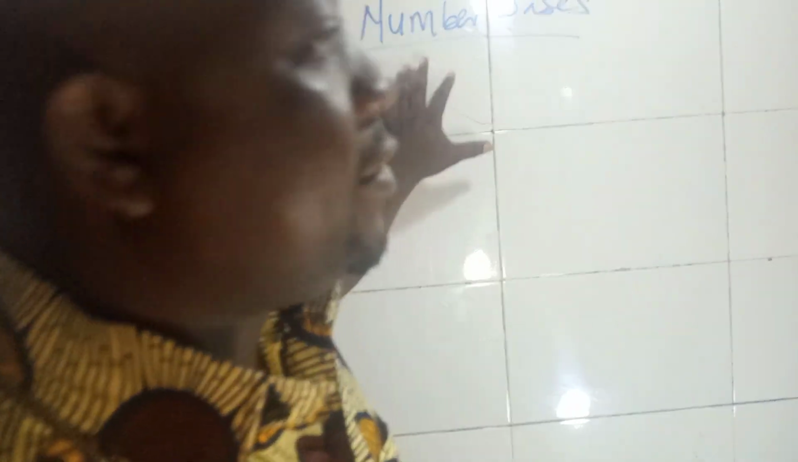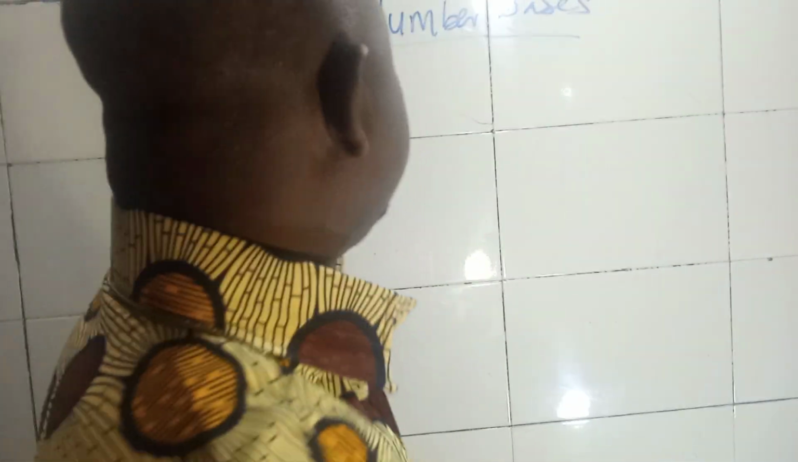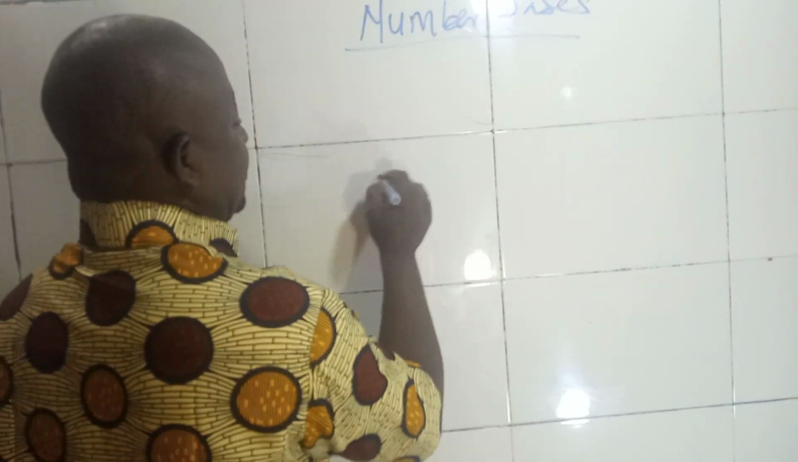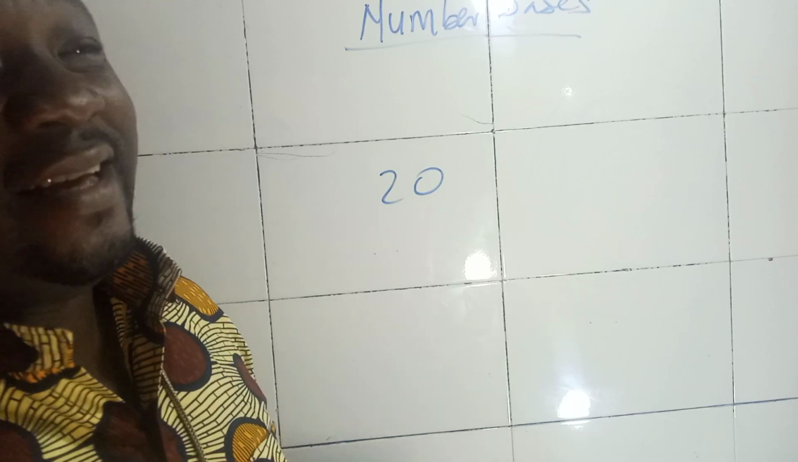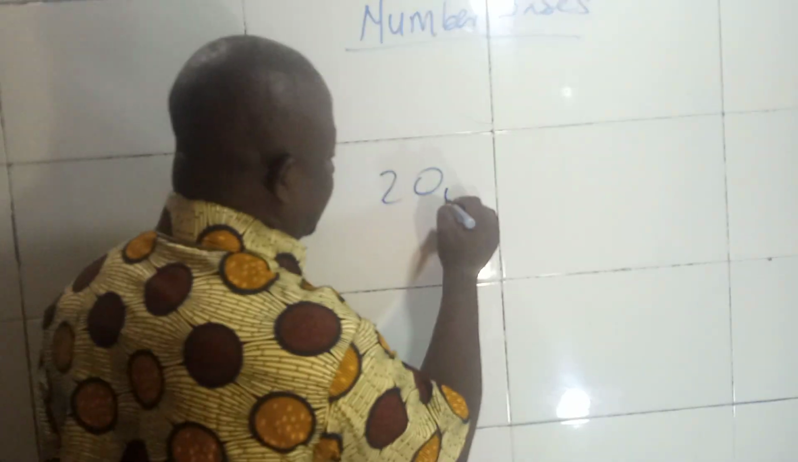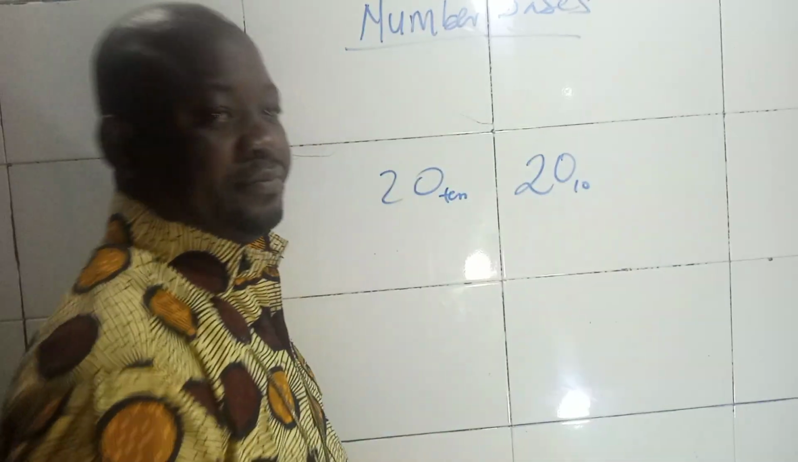So, number bases. Let's start. Generally, any number you see in mathematics, I repeat, any number you see in mathematics is written in base 10. If I just write, let's say 20, this 20 you are looking at is in base 10. It can be written like this or like this.